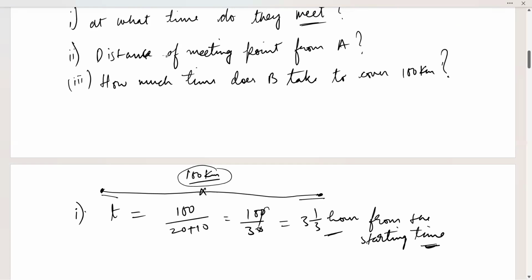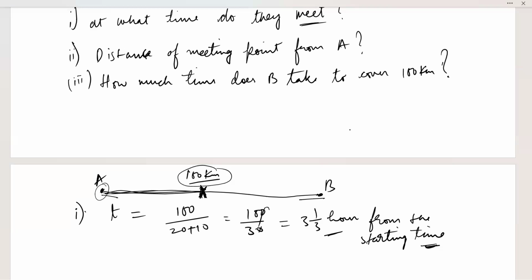Now, distance of the meeting point from A. Let's say this was the point where A started, and this was the point from where B started, and this is the meeting point. Okay. Now, what is the distance of this meeting point from A, from where A started? We have to find out this distance. So how do we go about that?